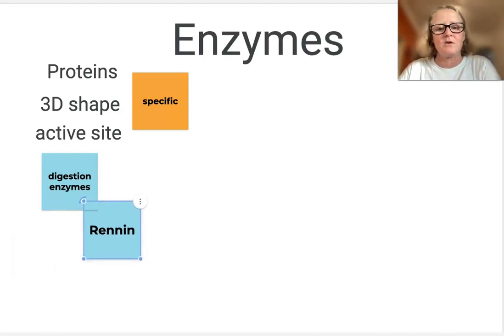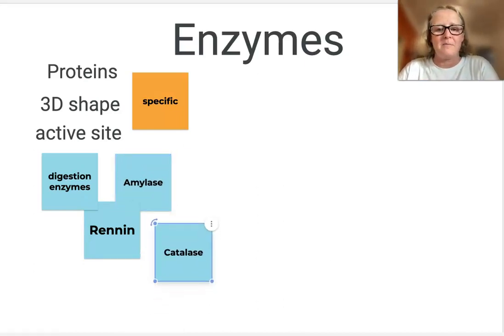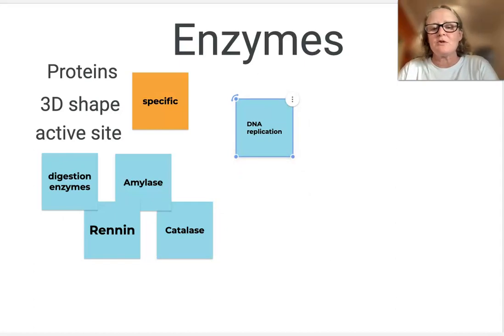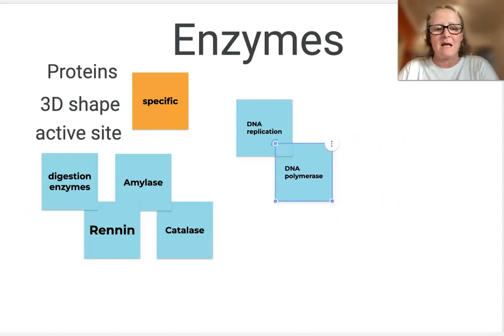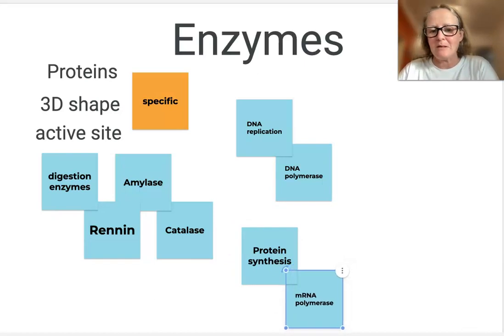And the sorts of enzymes that we're going to come across in HSC include digestive enzymes. So we'll meet one that's involved in digestion called renin in the stomach of mammals, amylase in the mouths of animals, catalase exists inside peroxisomes. We're also going to meet enzymes to do with DNA replication later on in year 12, things like DNA polymerase, enzymes to do with protein synthesis like mRNA polymerase.